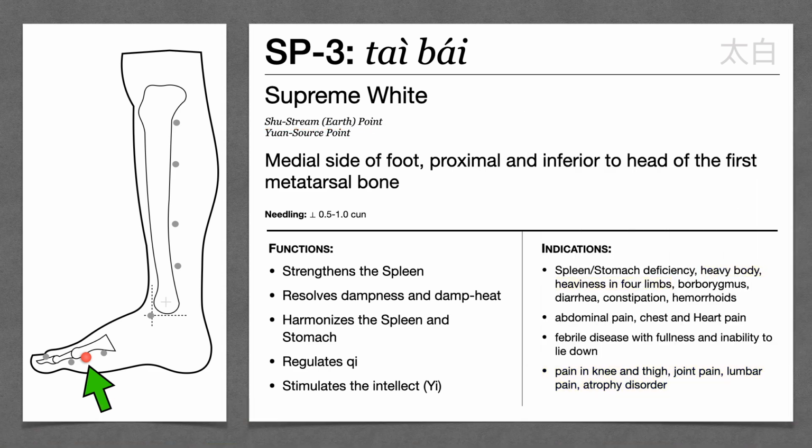And then, also remember that the spleen houses the intellect and can be taxed by overthinking. So that's why the Materia Medica includes this function, stimulates the intellect. By tonifying spleen qi, spleen 3 can stimulate the intellect to help with memory and mental clarity.